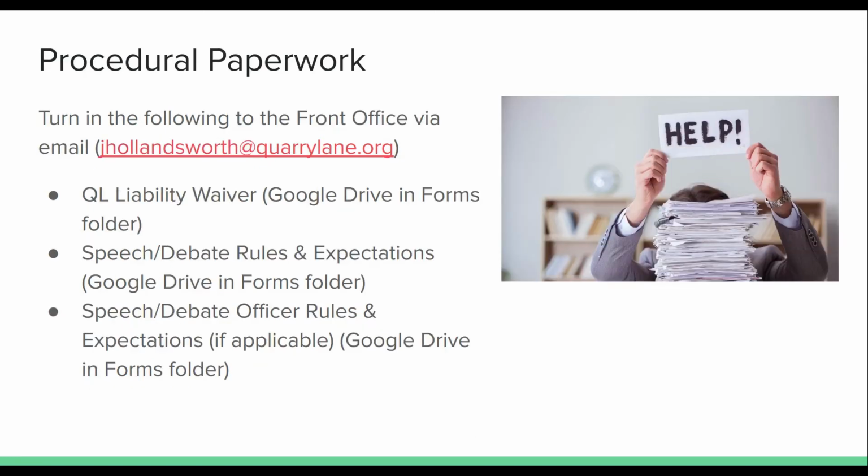Beyond that, procedural paperwork. Here's the following that needs to be turned in to the front office by email. The email should be on the paperwork, but it is also here if you can't find it. You have to turn in the liability waivers. Those are on the Google Drive. You have to turn in our rules and expectations document. And if you're an officer, you have to turn in the officer one as well.